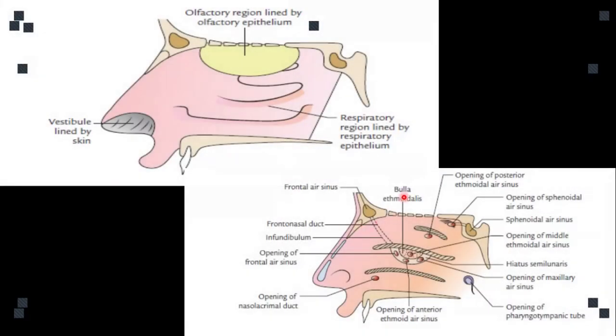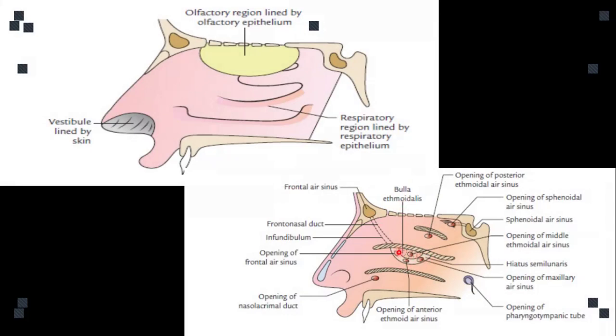So this is now what I was saying. Now this is the hiatus semilunaris. The hiatus semilunaris, on the anterior part, that is where the frontal air sinus opens. On the middle part, that is where the anterior ethmoidal air cells open. On the posterior part, that is where the maxillary air sinus opens at what is known as the maxillary ostium.